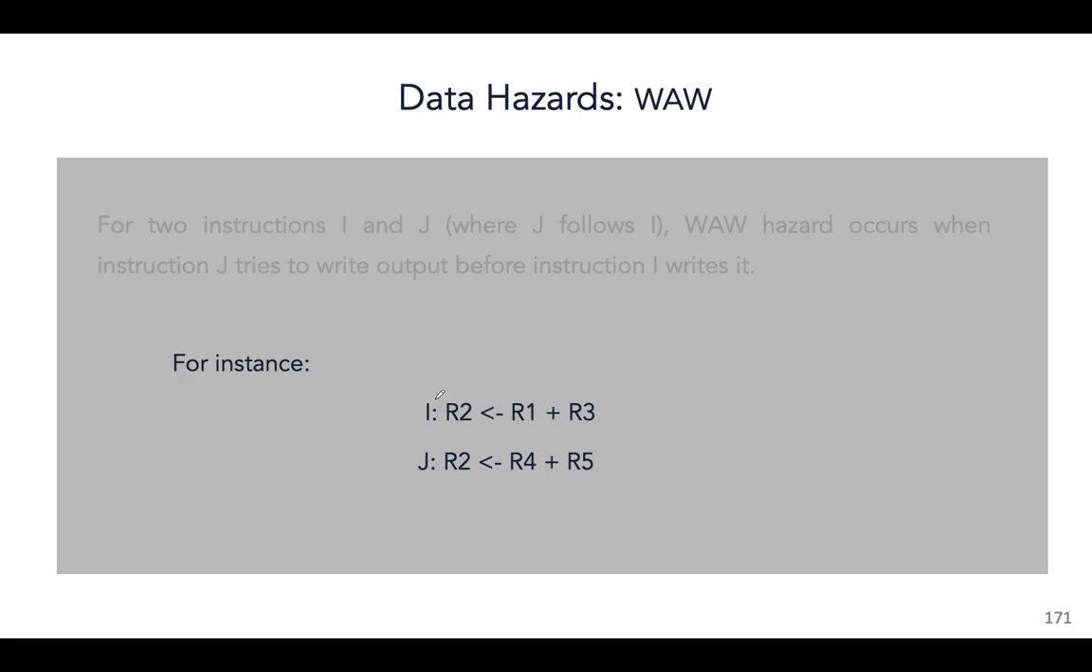I instruction requires us to add R1 and R3 and write the result to R3. And then J instruction is supposed to add R4 and R5 and write it to R2. Now you can see that both of the writing is being done to the same register. So the final state of the register will depend on which instruction is allowed to write into it first, right? So sequentially, I is supposed to go before J. That is the correct sequence of operations. But if it doesn't happen that way, then a WAW hazard occurs.